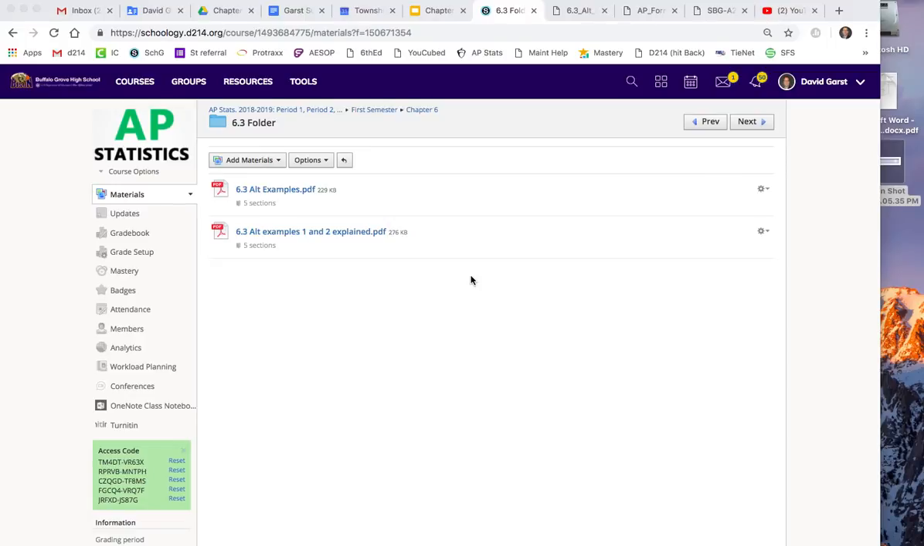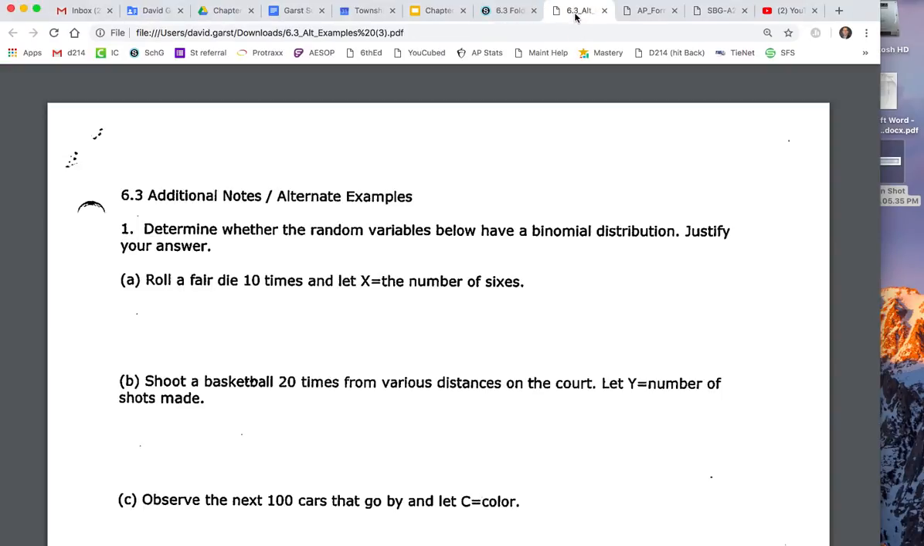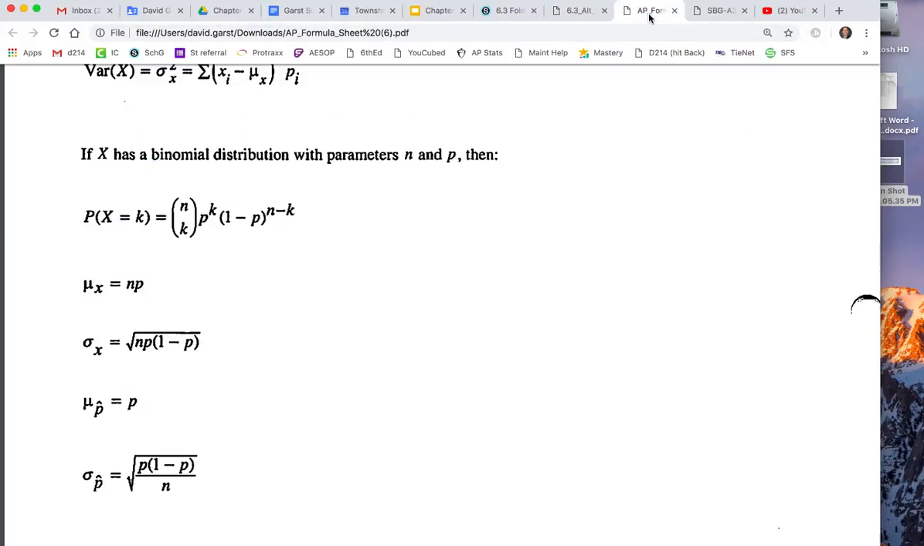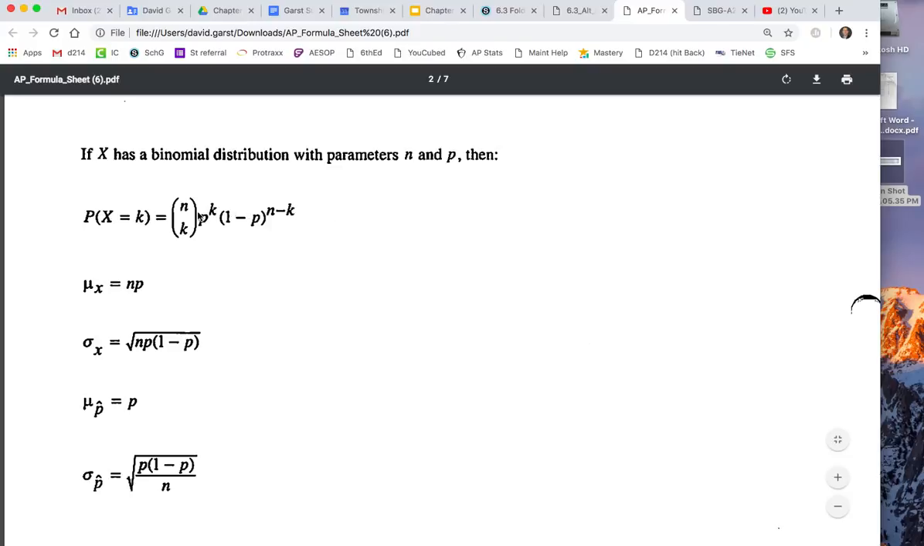Everyone, we're going to be doing the 6.3 alternative example number 1 in this video. And to be all set up here, you probably should have your 6.3 alternative examples ready. This is number 1, as well as later on in this lesson you'll need the AP formula sheet, this formula, as well as your calculator.